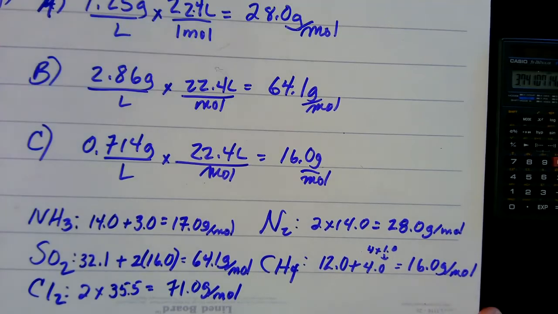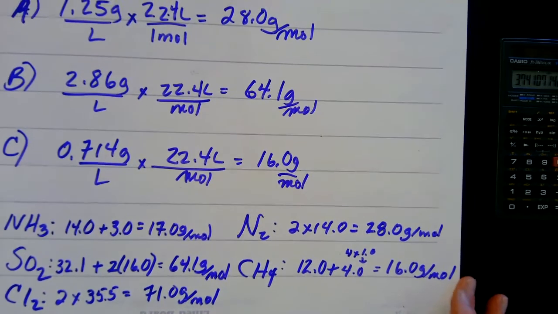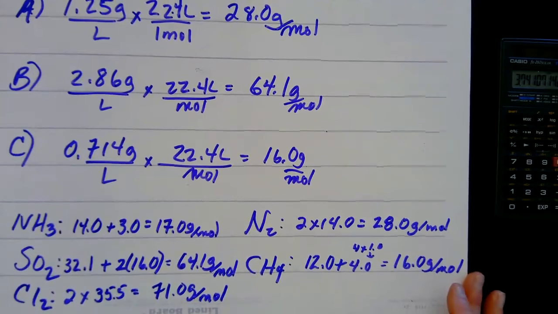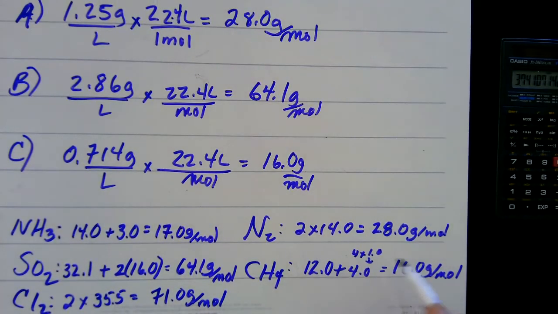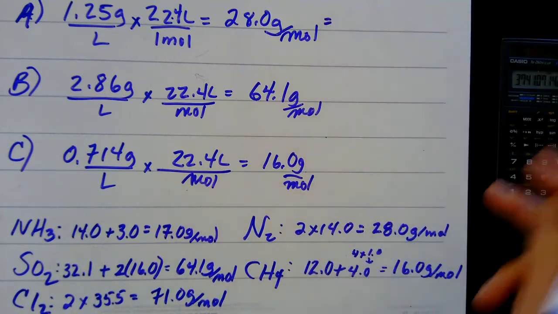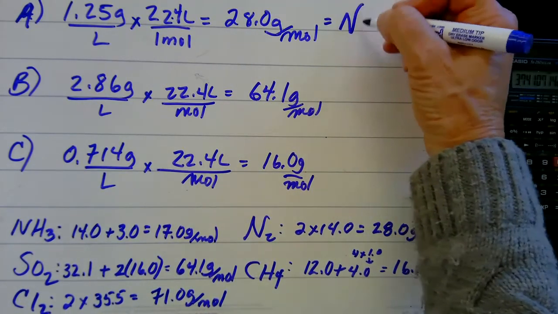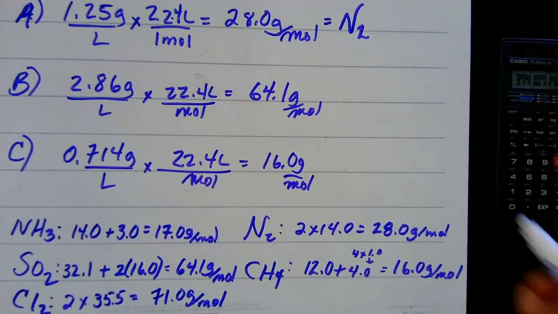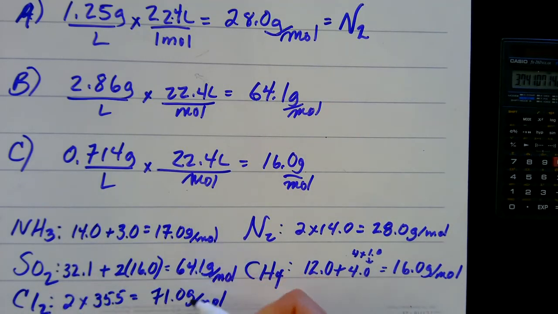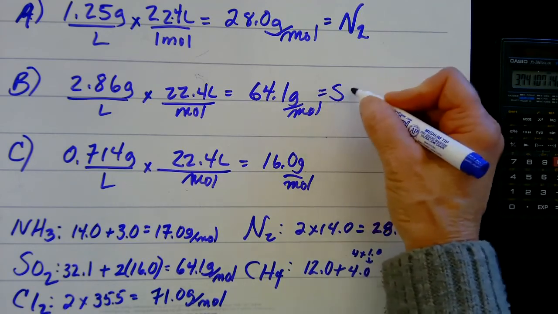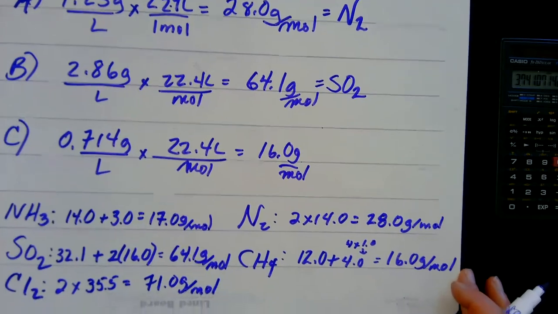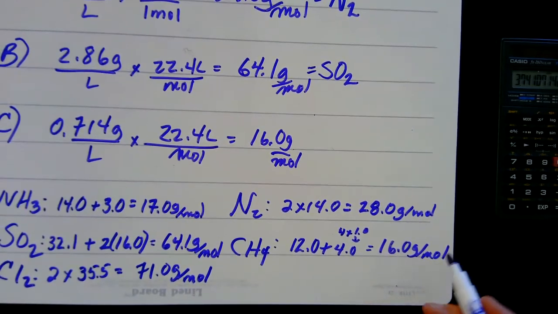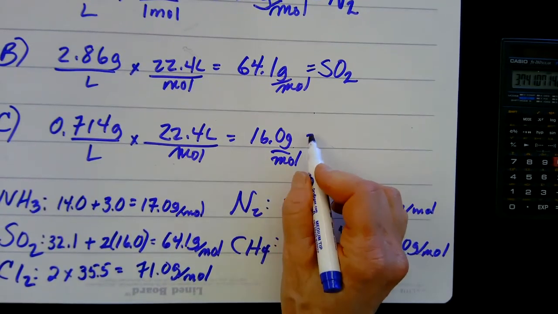Once we have found the molar mass of all 5 possible compounds, we compare those to A, B, and C. A has a mass of 28.0 grams per mole, which seems to be N2. B has a mass of 64.1 grams per mole, and that would match up with SO2. And for C, that has a mass of 16.0 grams per mole, and that matches methane, CH4.